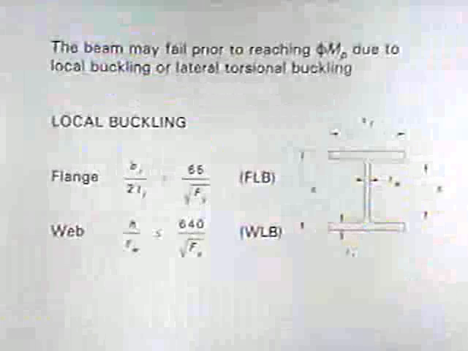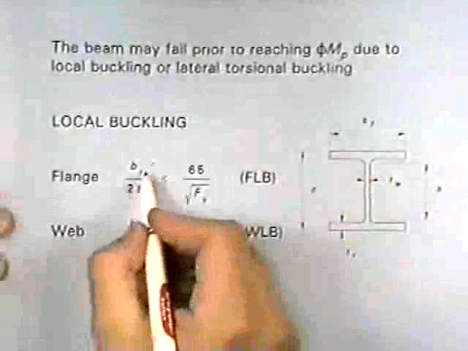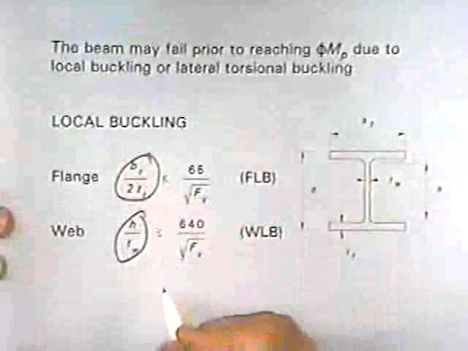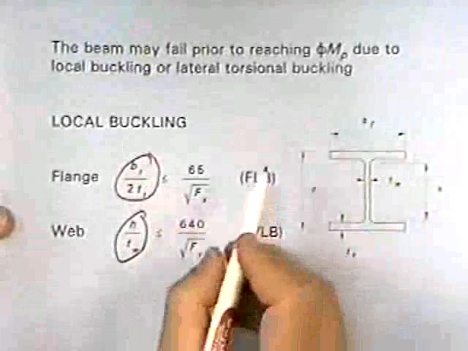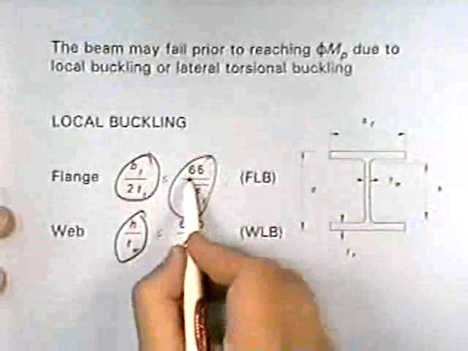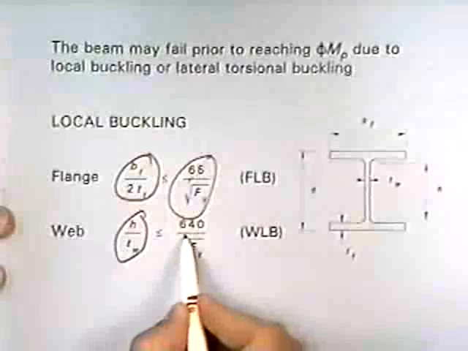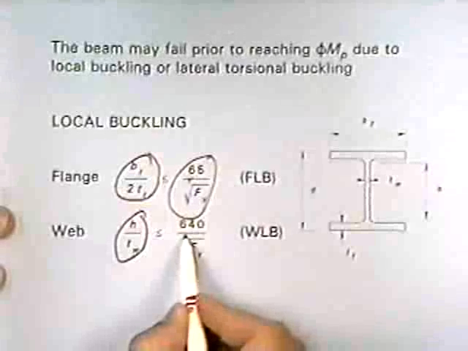Like with a column, we also have to worry about local buckling. We have to check slenderness of the flange and web. We use the same slenderness ratio as we use for a column, but now the limits are a little different. Instead of 95, it's 65 for the flange, and instead of 253 for the web, it's 640 for the web, and that's just because the stress distribution is different in a beam than it is in a column.